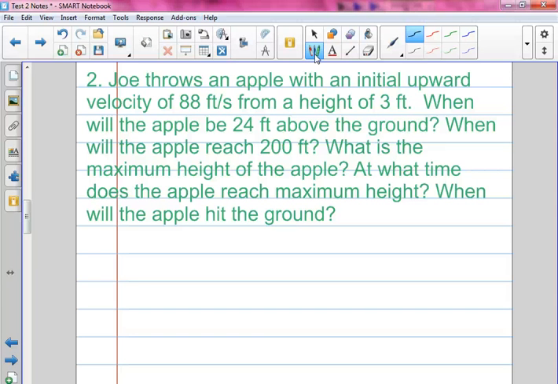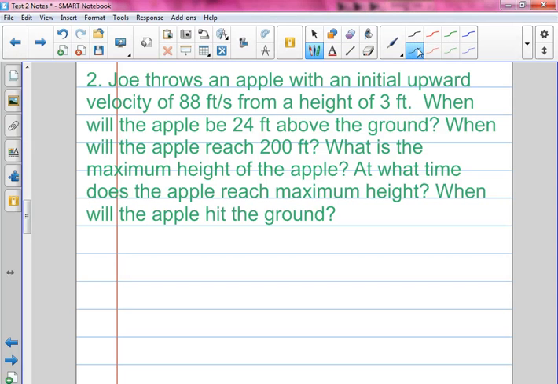When will the apple be 25 feet above the ground? When will the apple reach 200 feet? What is the maximum height of the apple? At what time does the apple reach maximum height? When will the apple hit the ground? So I have multiple questions, so I'm going to number them. Help me keep up with it.